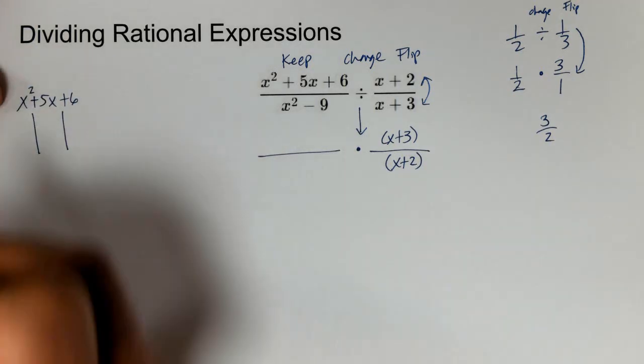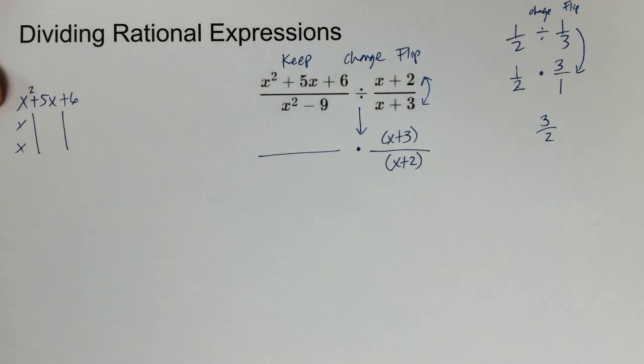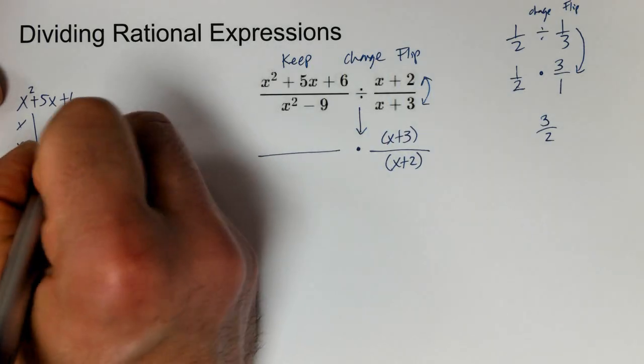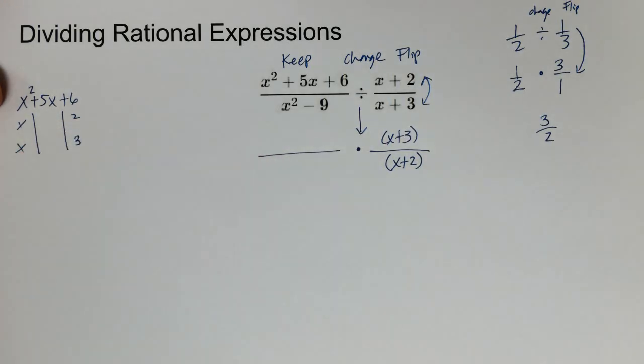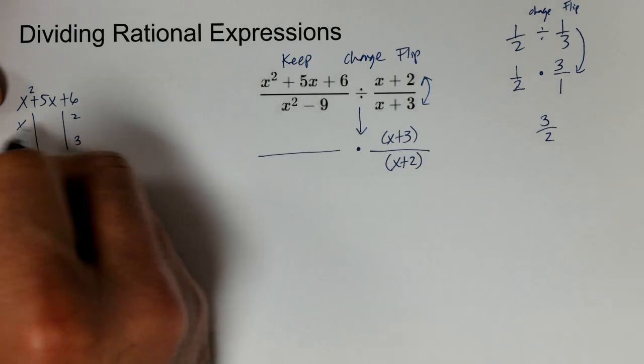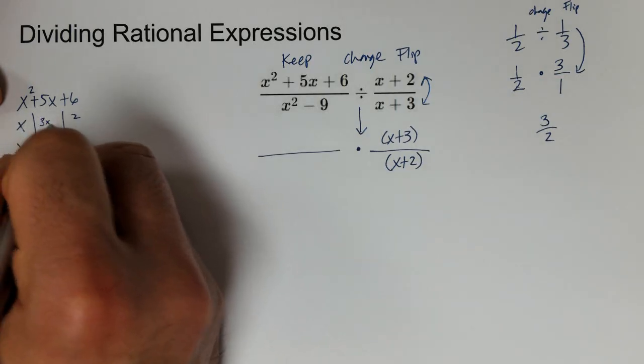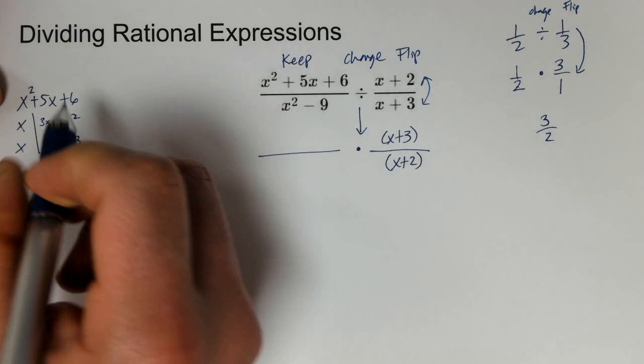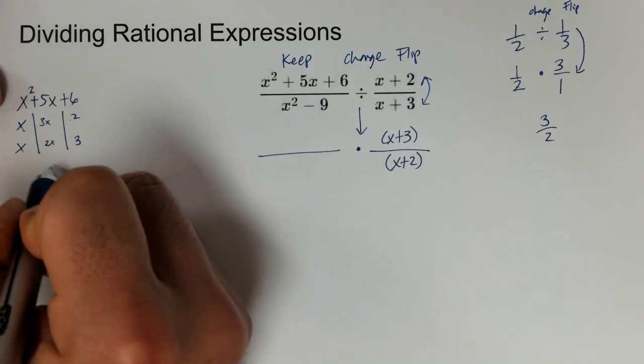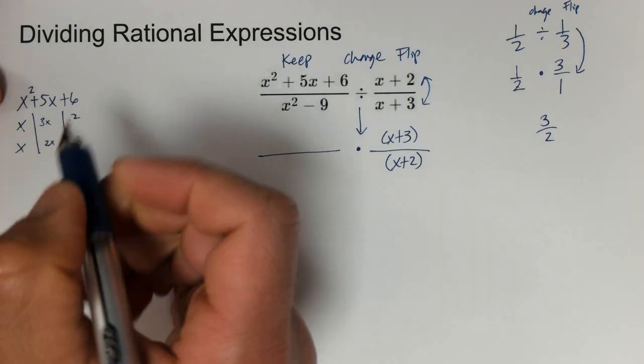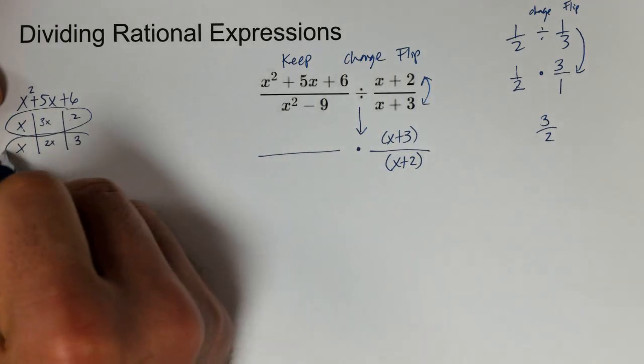When I factor, I have x times x, and then 2 times 3. Right? Because when I cross multiply, 3 times x gives me 3x, and then 2 times x gives me 2x. And that certainly adds up to 5. So what are my factors? X plus 2, x plus 3.